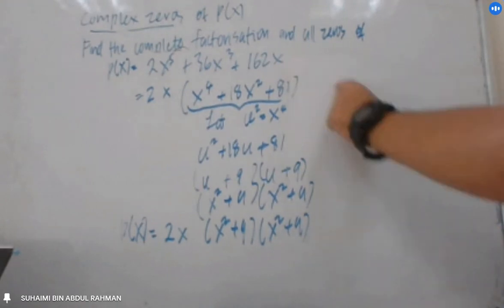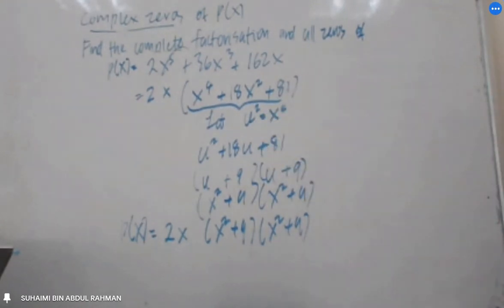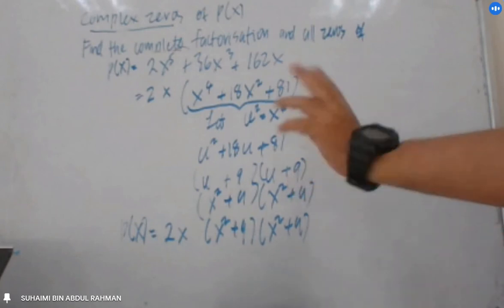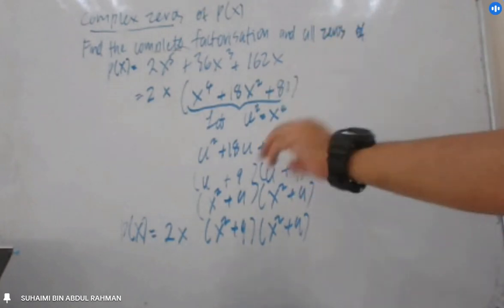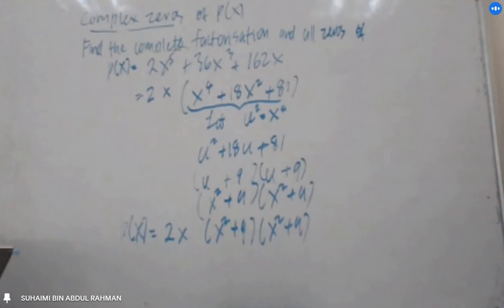And in the process of factoring this, definitely we need to use u as temporary. We use it temporarily. When we get back, we go back to change it to x again, because we don't want u, we want x. Correct.